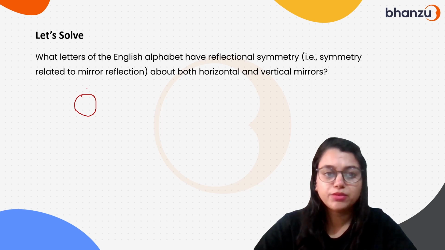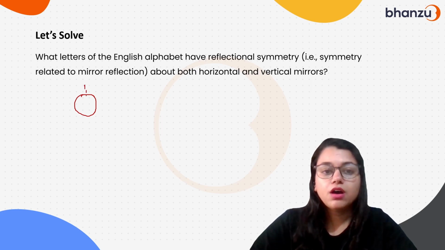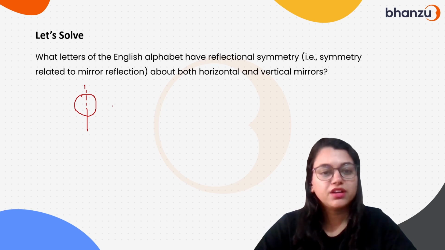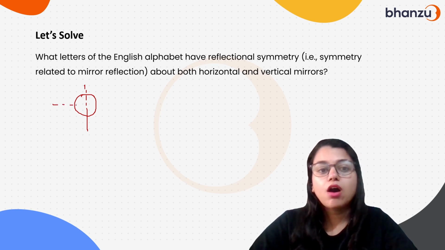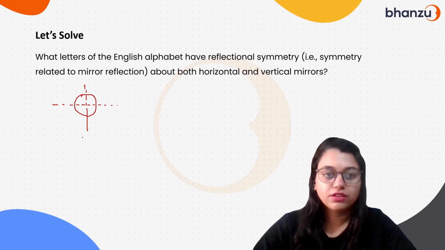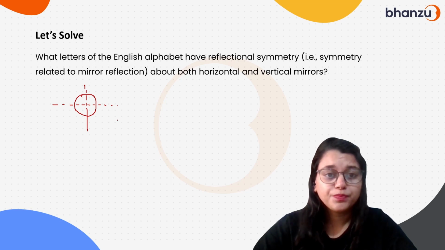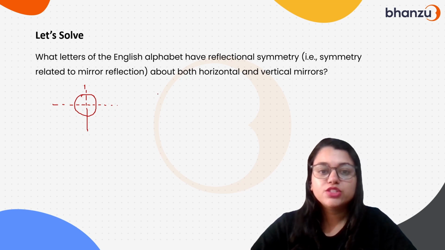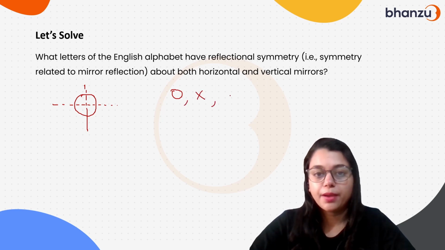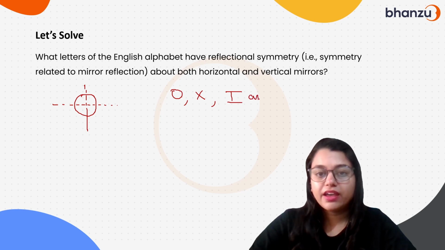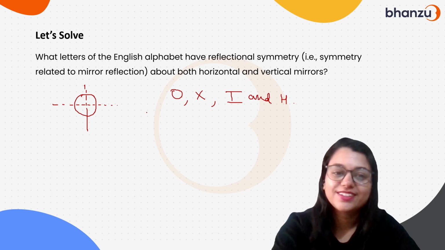Okay, O is an English alphabet. If you draw a vertical line here, these two halves will be the mirror images of each other. Similarly, if you place a horizontal mirror here, again the two halves will be mirror images of each other. So can I say that the English alphabet O possesses both horizontal as well as vertical symmetry? Yes. Similarly, the other letters will be just like O, we have the other letters as X, I and H. Okay, so this is the answer of our question.